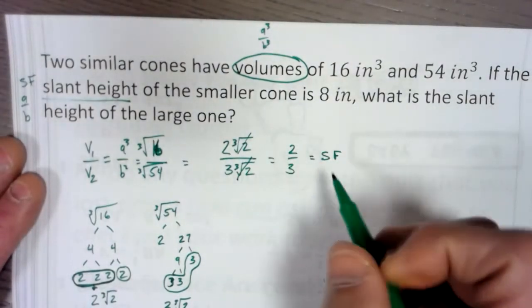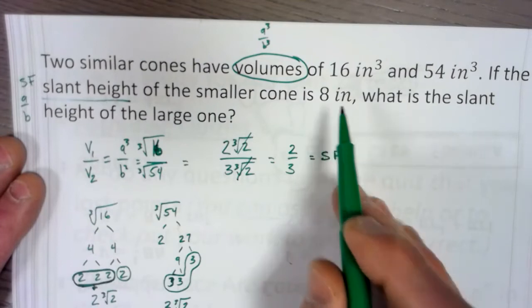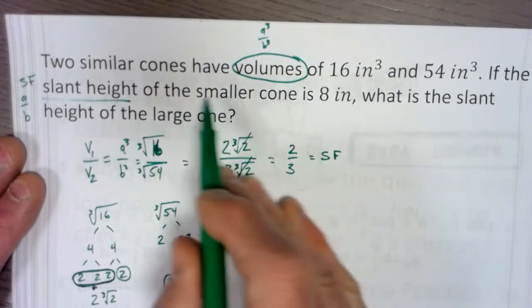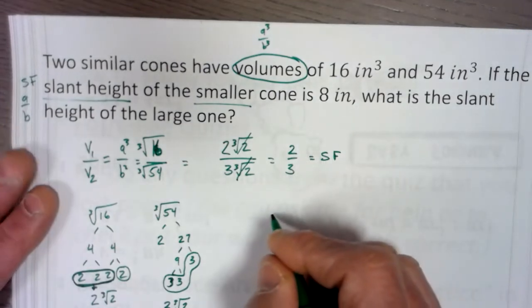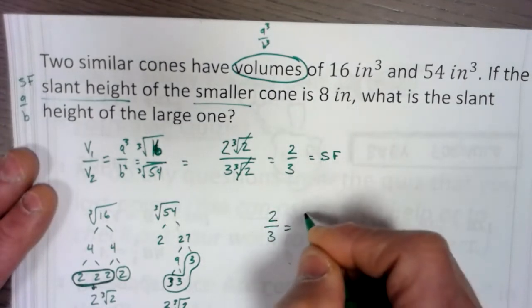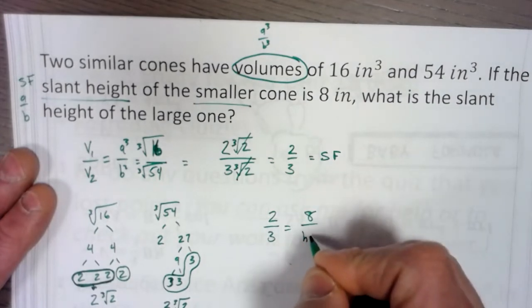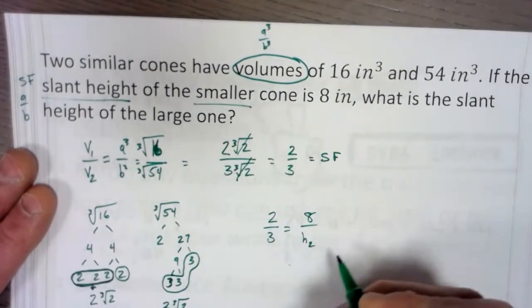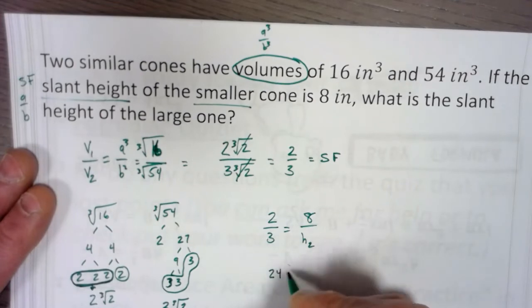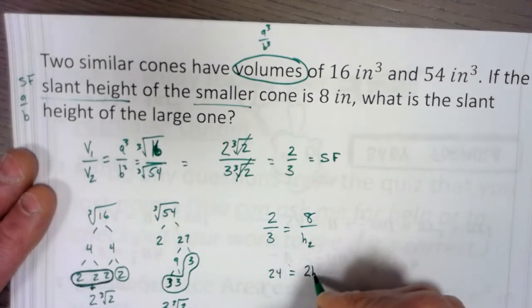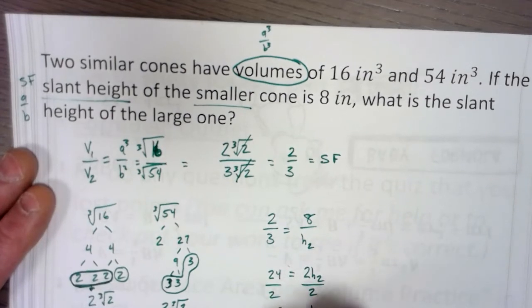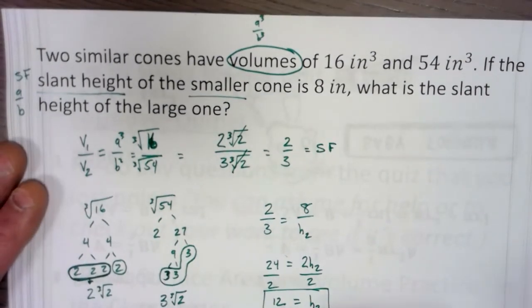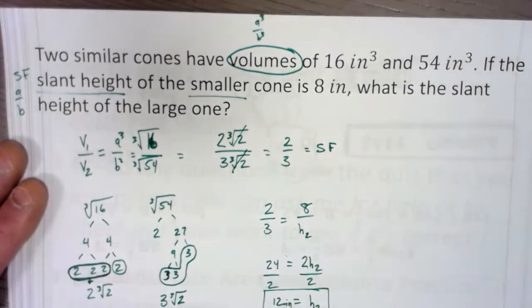We took our cube root, and then the height of the smaller cone is 8 inches. So smaller is going to go on top because that's 2 over 3. So now we set up our proportion. 2 over 3 equals 8 over H2. Okay, cross multiply. 24 equals 2H2, divided by 2. H2 equals 12. Oh, sorry. We're done.